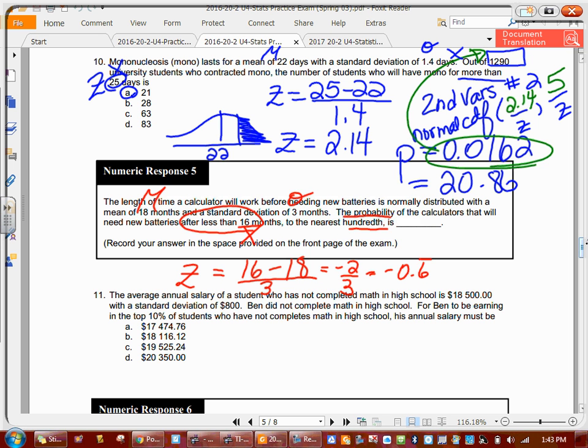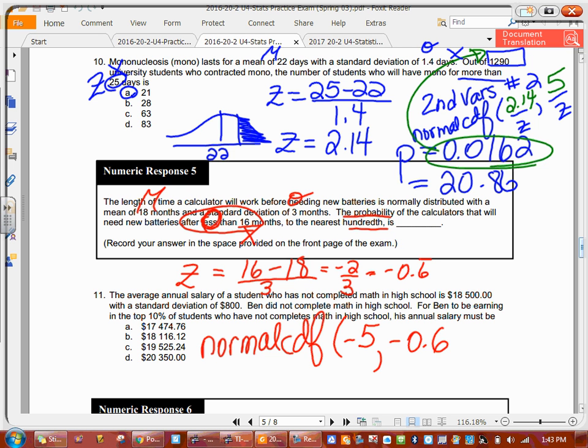Negative 5. So normal CDF, second bar is number 2, negative 5, comma, negative 0.666. I put 3 sixes because it's a repeating decimal. Okay? And that's going to tell us our area. We want the area amount. So what's our probability, guys? What you got?